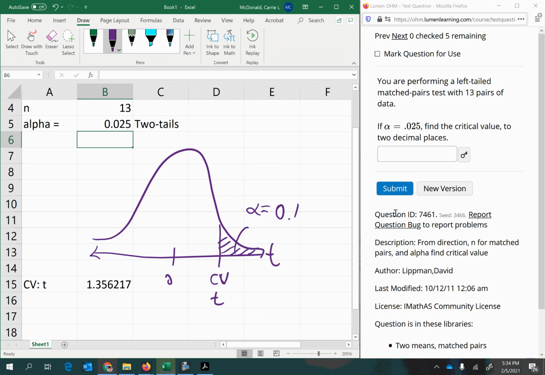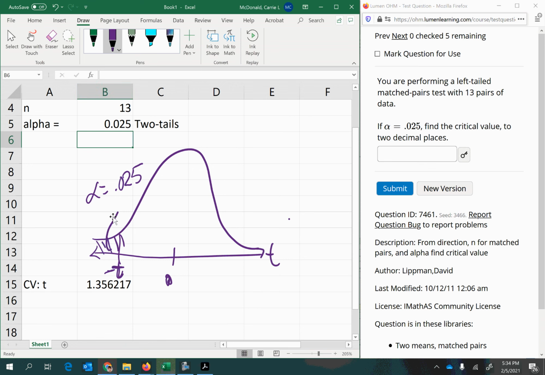And now I have a left tail, so let's change the image or drawing or sketch here. Instead of being on the right, now it's going to be on the left, and it's 0.025. And our t-score, since it's to the left of 0, is going to be negative t.